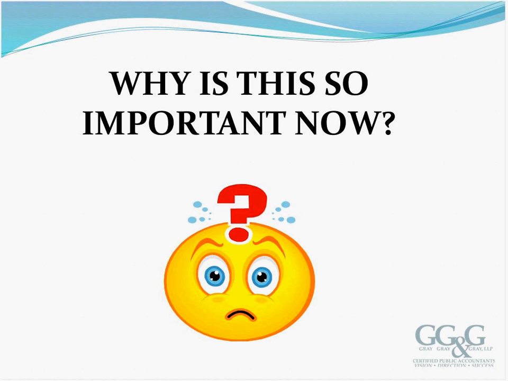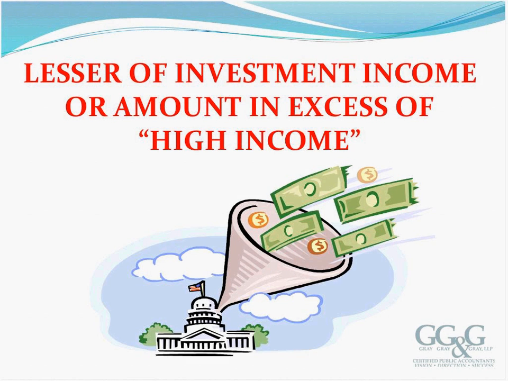So what happens is that in certain situations, if you are passive in a pass-through activity, if you are passive in an S corporation, if you're passive in a partnership, and you exceed those limitations, you're going to be subject to the additional 3.8% based upon the lesser of the investment income amount or the amount in excess of high income, which is the $200,000, $250,000.